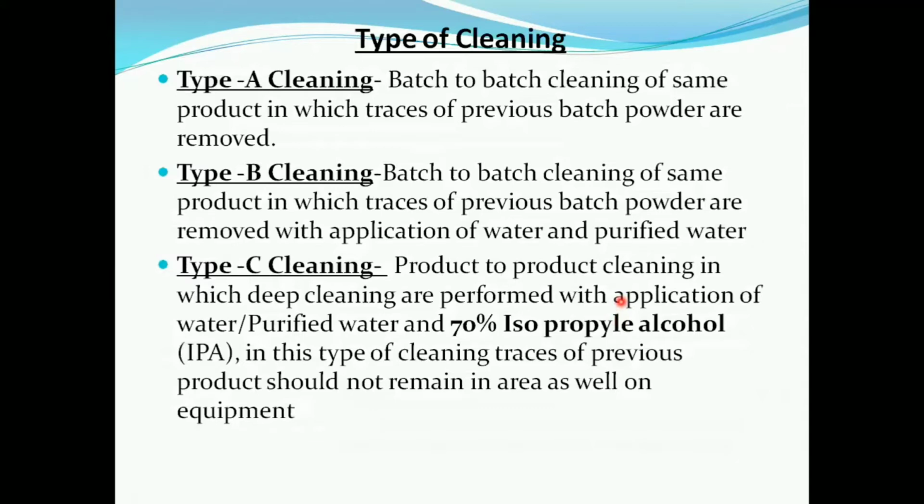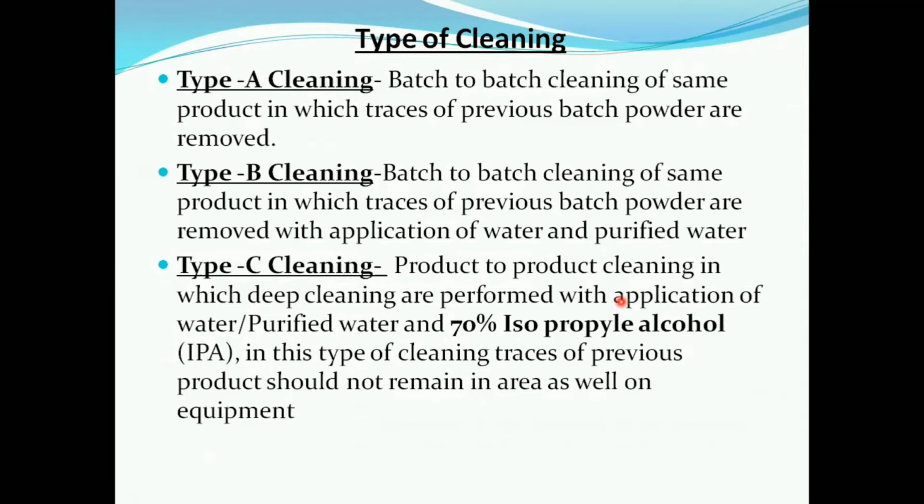Then type of cleaning. Type of cleaning is type A cleaning, type B cleaning, and type C cleaning. So I'll explain to you what are type A, type B, and type C. Type A cleaning is batch to batch cleaning of same product in which traces of previous batch powder are removed. Type B cleaning is batch to batch cleaning of same product in which traces of previous batch powder are removed with application of water and purified water.